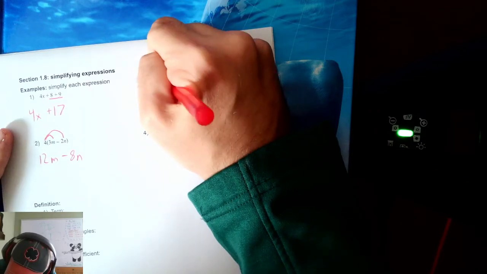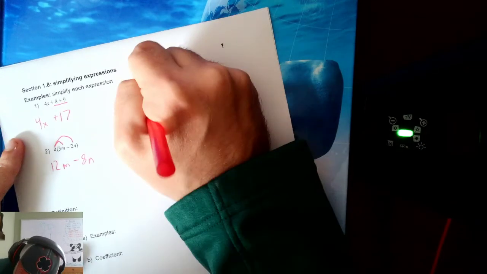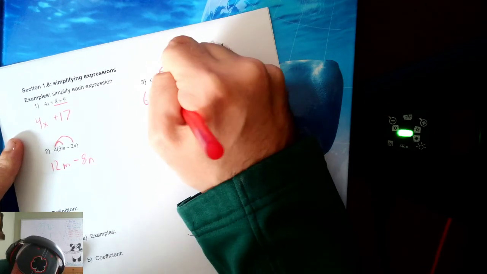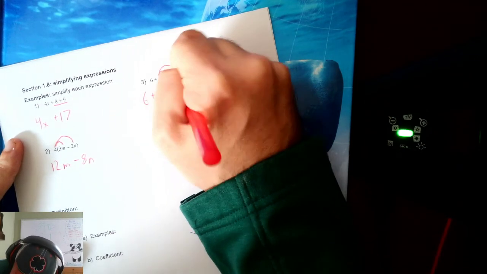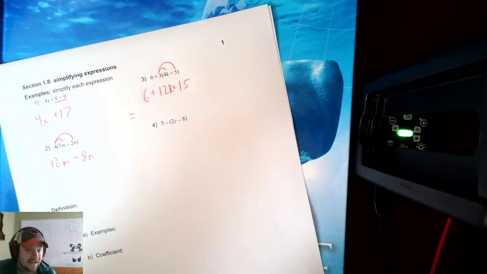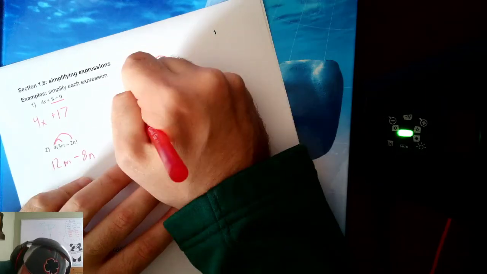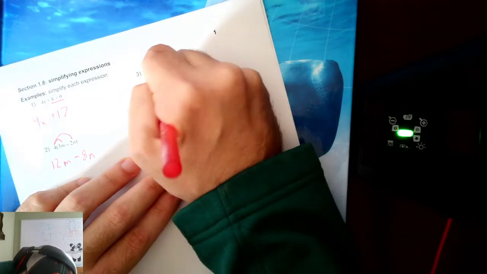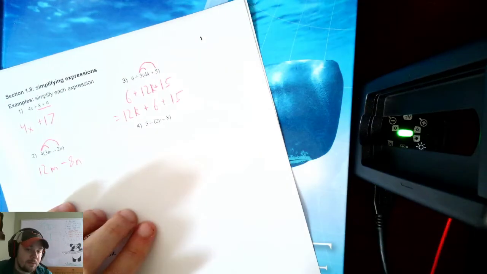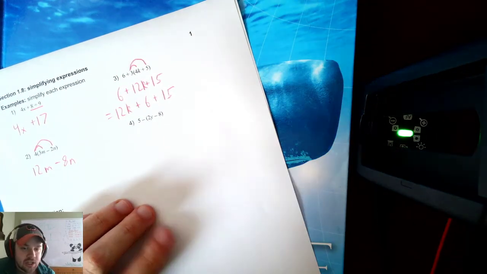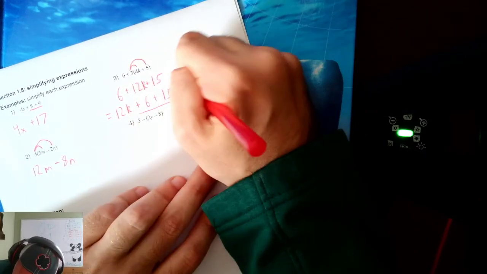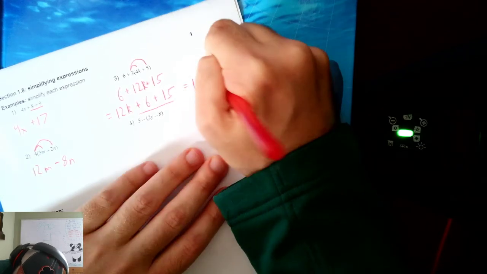Similarly here, we want to distribute. So I've got 6 plus 3 times 4 is 12, 3 times 5, oops, sorry, I forgot the k. Plus 3 times 5 is 15. Now, we're going to use the fact that we can add numbers in any order to rewrite this as 12k plus 6 plus 15. Remember, addition is commutative. We can switch the order because now we can add 6 and 15 to give me 12k plus 21.